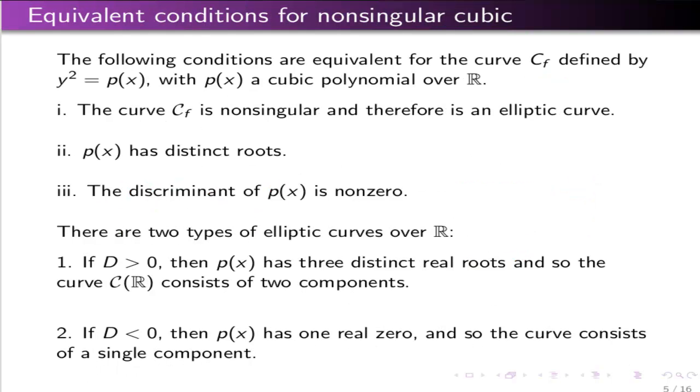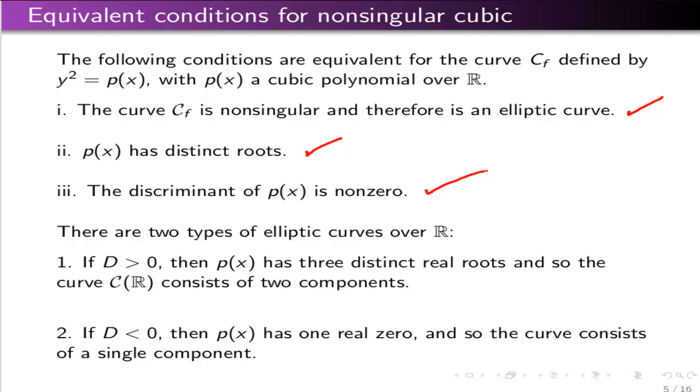So we've seen then there are three different equivalent conditions for the cubic polynomial y squared equal p of x to be a non-singular curve, to be an elliptic curve. So the curve is non-singular and therefore is an elliptic curve. The polynomial p of x has distinct roots, or we can say the discriminant of p of x is non-zero.